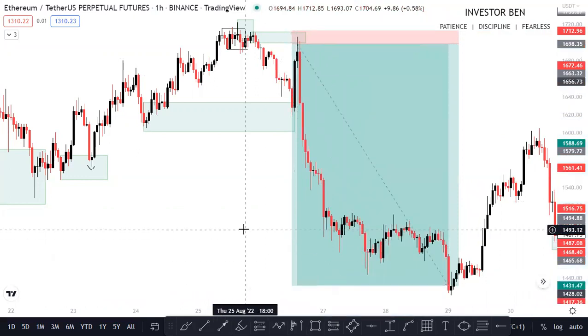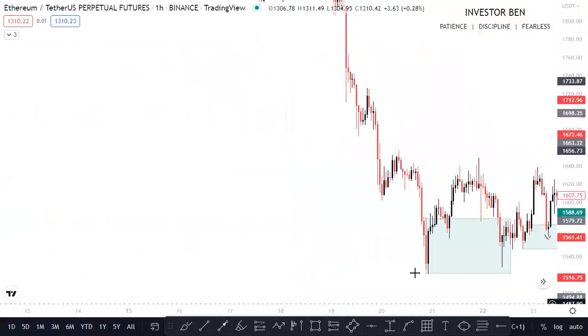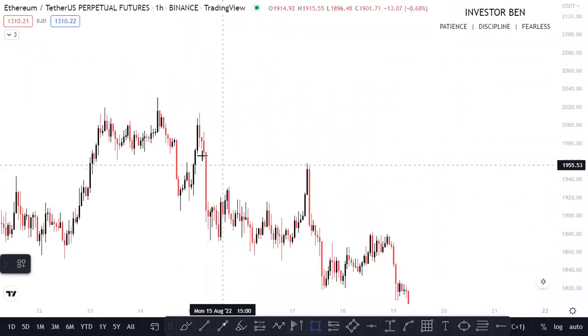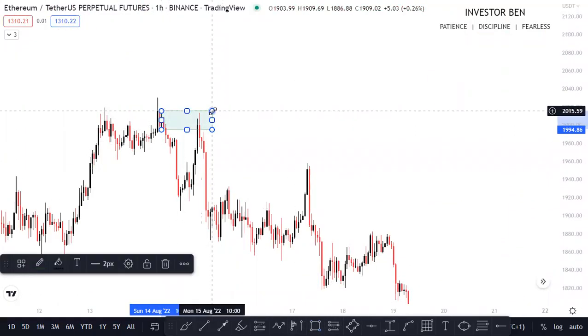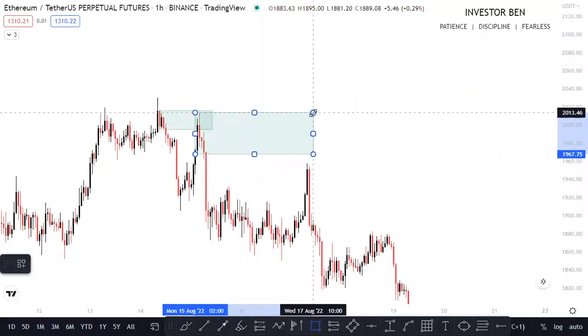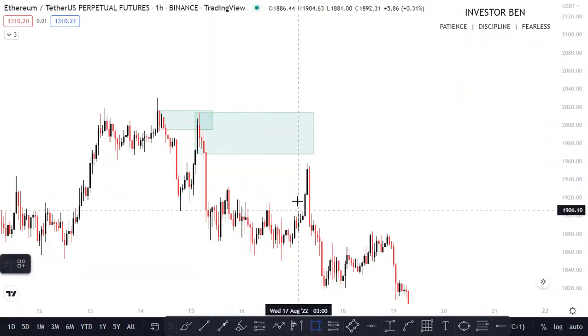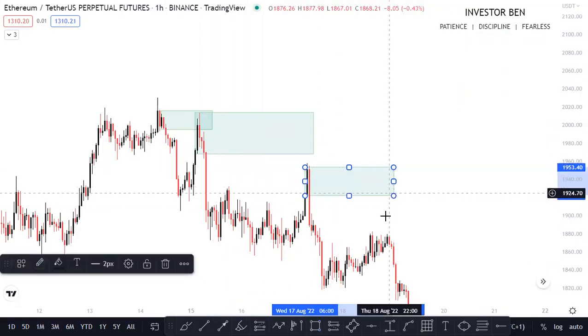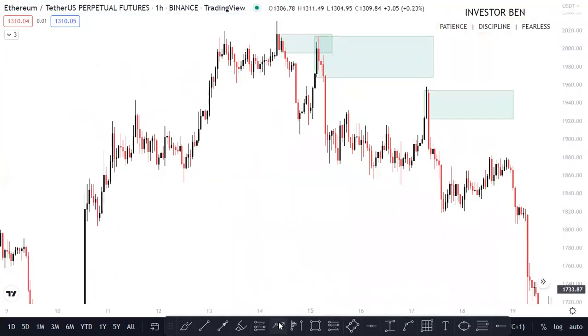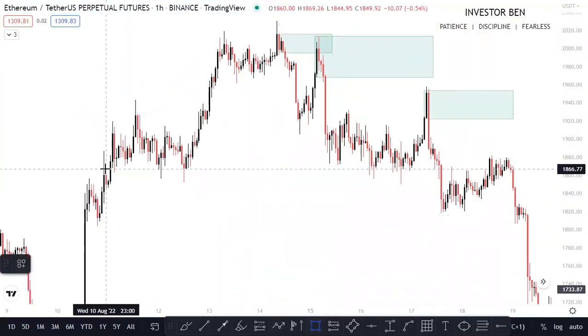So I've just marked for you here several bullish and bearish order blocks. This is a bearish order block at this point, a bearish order block at this point, a bearish order block at this point, and a bearish order block at this point. So here we have the last candlestick.